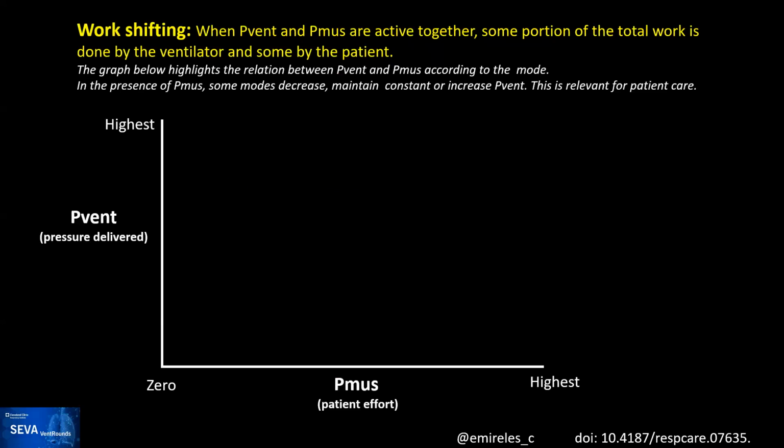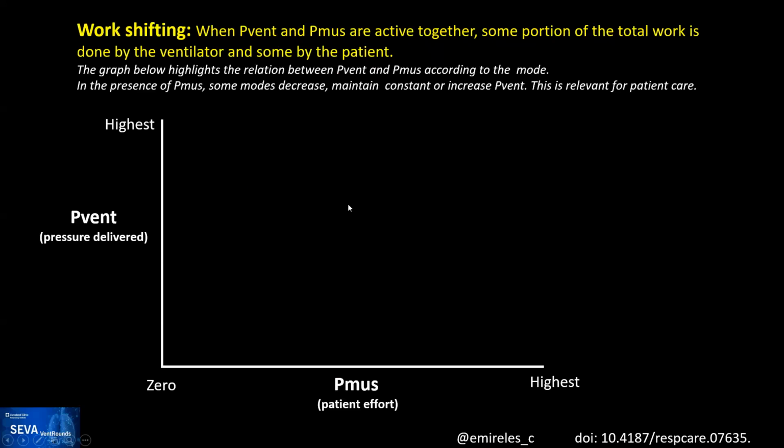So let's start by defining a little bit about what work shifting is. What we have defined this as is when the Pvent, so pressure from the ventilator, and pressure from the patient effort, are active together. And so some portion of the total work is being done by the ventilator and some by the patient.